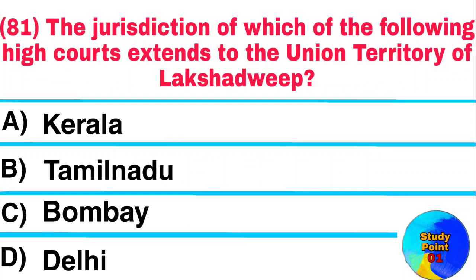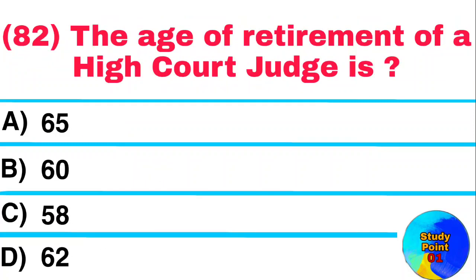Question. The jurisdiction of which of the following high courts extends to the Union Territory of Lakshadweep? A. Kerala. B. Tamil Nadu. C. Bombay. D. Delhi. Answer. Kerala. Question. The age of retirement of a High Court judge is A. 65. B. 60. C. 58. D. 62. Answer. 62.